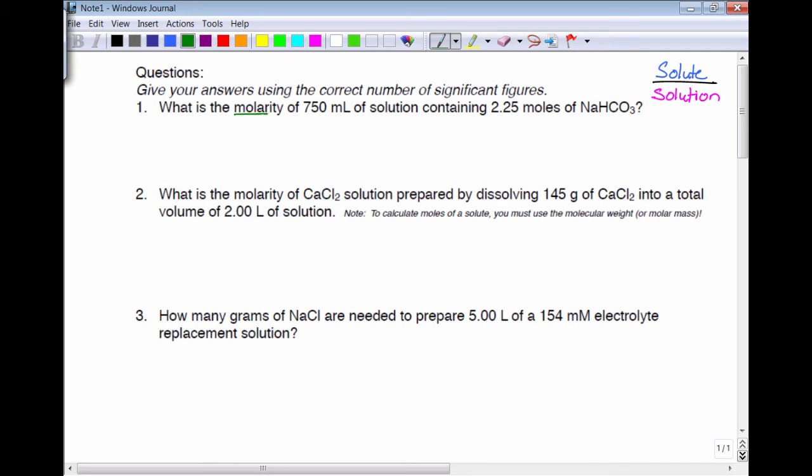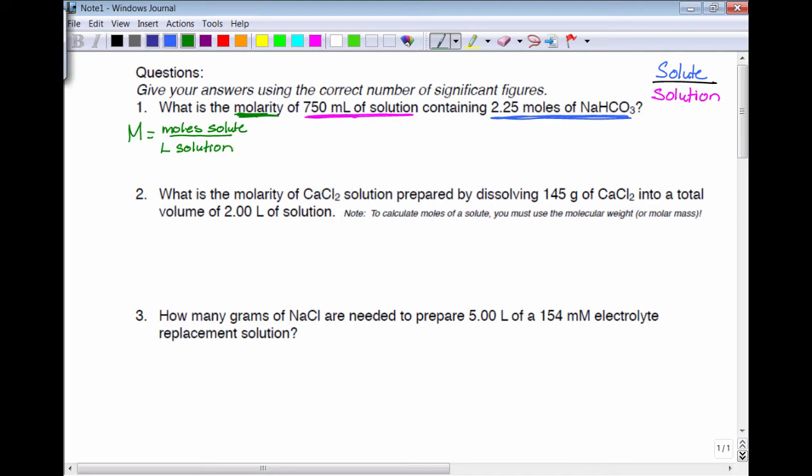Notice that this problem is asking for the molarity of 750 milliliters of solution containing 2.25 moles of NaHCO3. Here, we can assume that the solute is the 2.25 moles of NaHCO3 and that the solution is given in this amount, 750 milliliters. Now, we need to use these units to find molarity. Molarity is represented with a capital M. Molarity is the unit of moles divided by liters, specifically moles of solute divided by liter of solution.